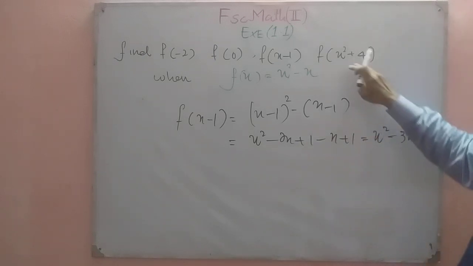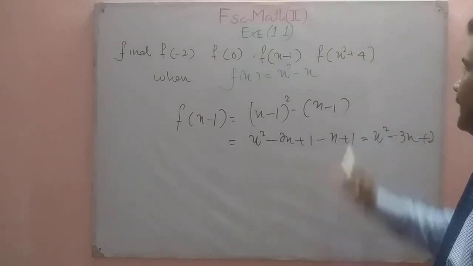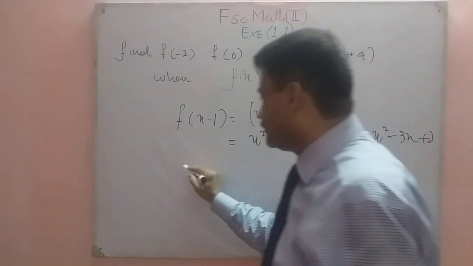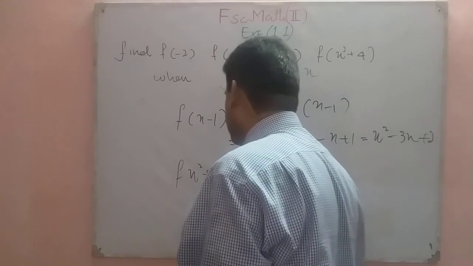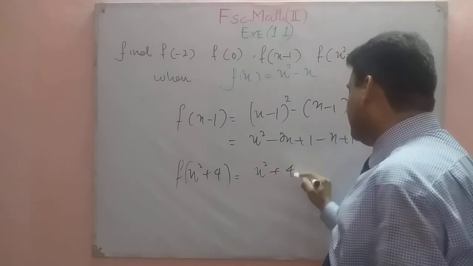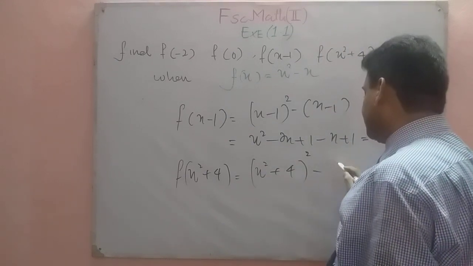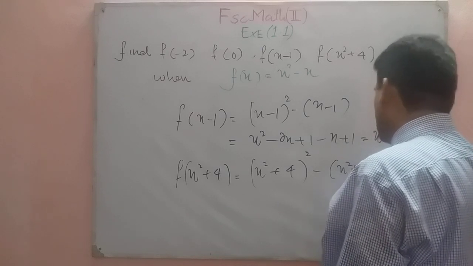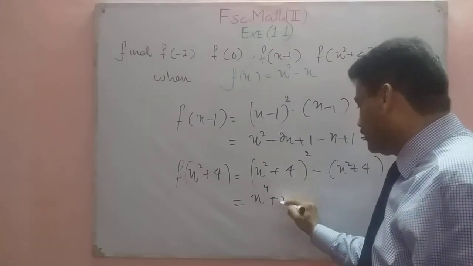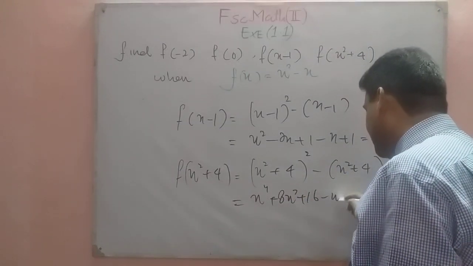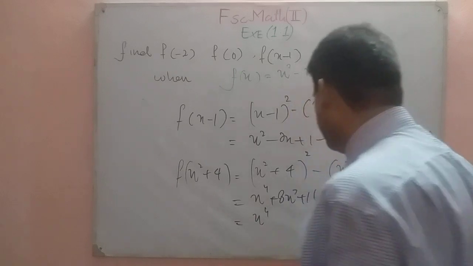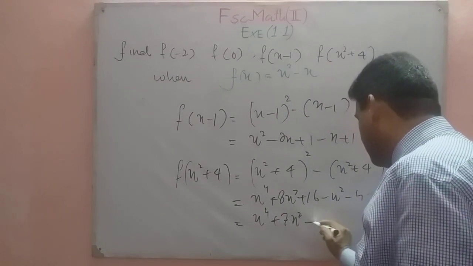Similarly, we can find f of x square plus 4. To find f of x square plus 4, we just replace x by x square plus 4 in this function. F of x square plus 4 will be equal to square of x square plus 4, minus x square plus 4. After expanding the square, we will get x raised to the power 4 plus 8x square plus 16 minus x square minus 4. We will get x raised to the power 4 plus 7x square plus 12.